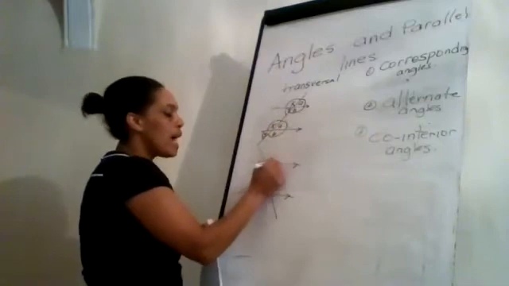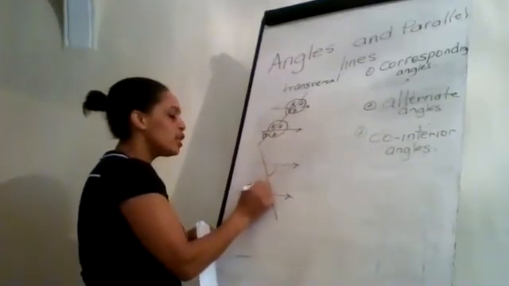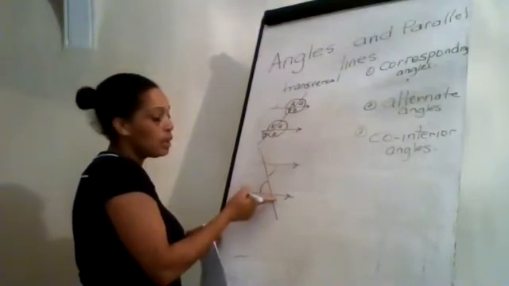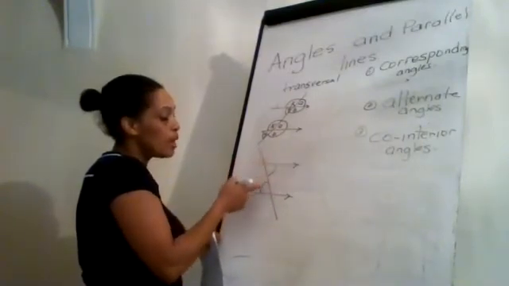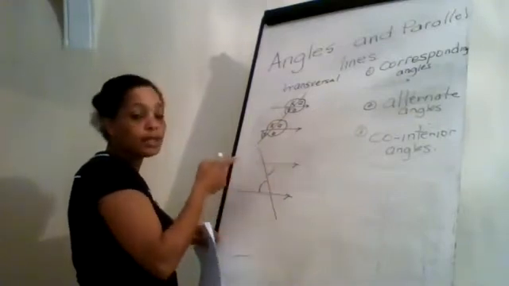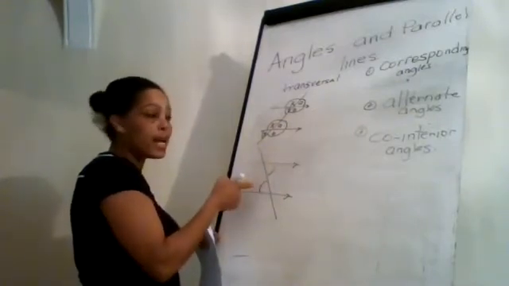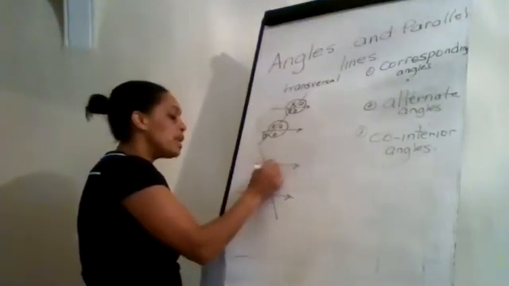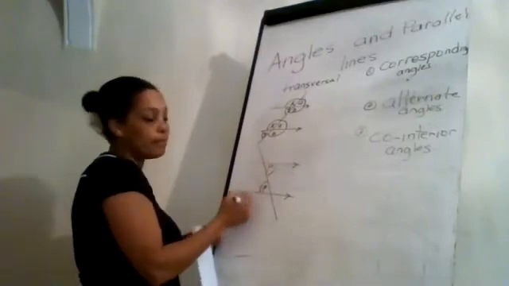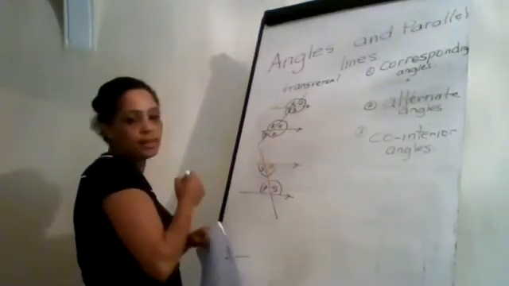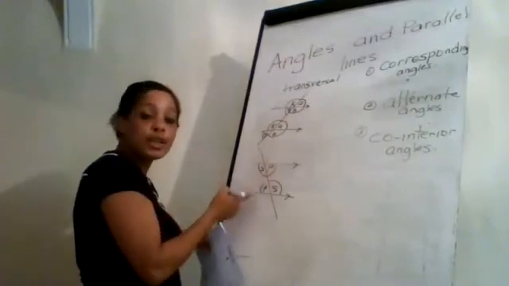We're now looking at alternate angles, and alternate angles are not on the same side. Here we have the shape of a Z that we can visualize to find alternate angles. Alternate angles are equal. So if this is P, then that's going to be P. If this is S, then that's going to be S. And these are alternate angles.